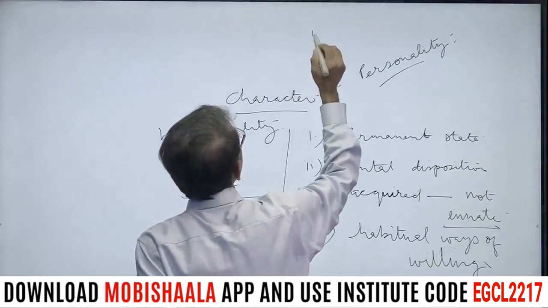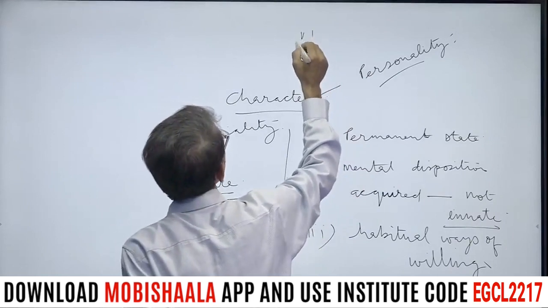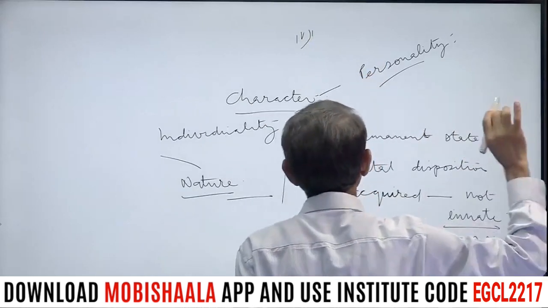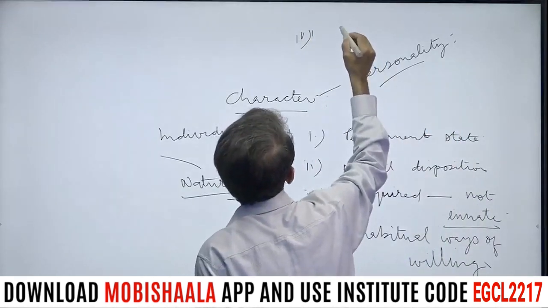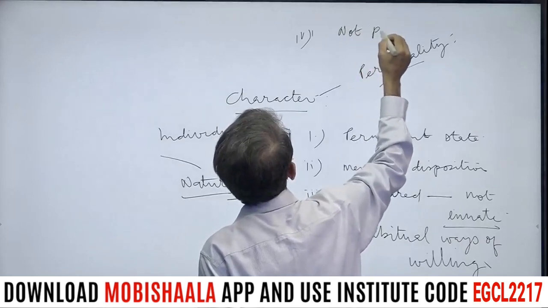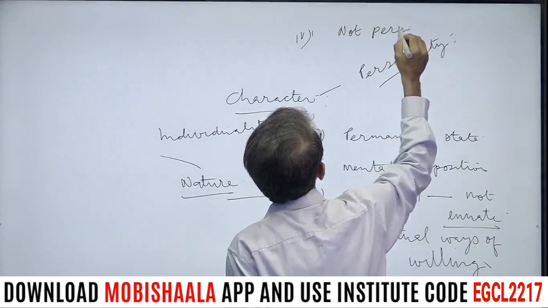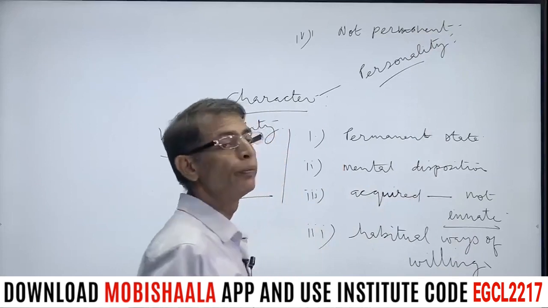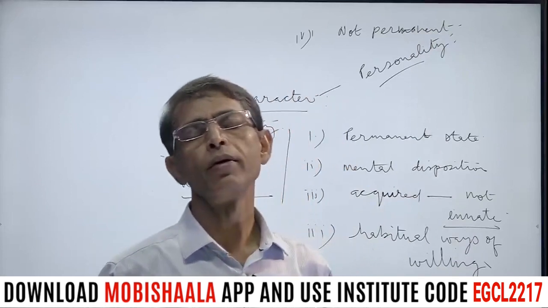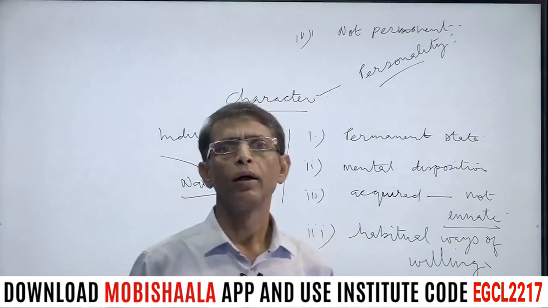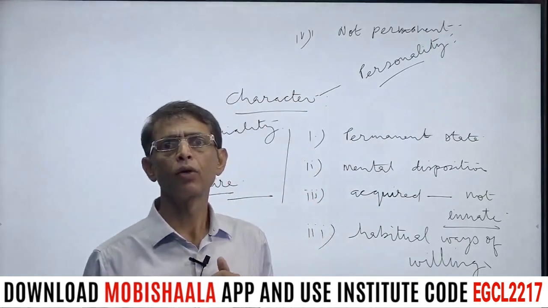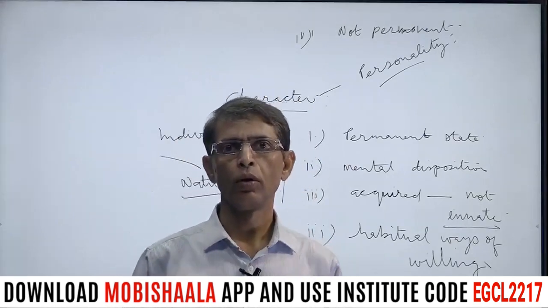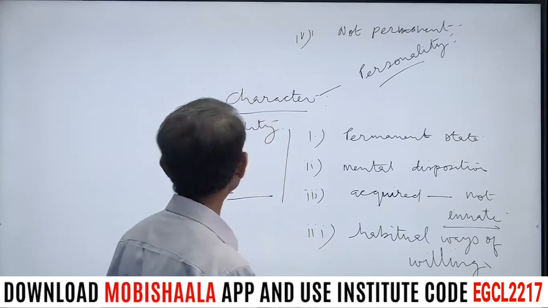One, the same person is not always in the same character. The same man, character is also not permanent. Permanent state of mind, fine, but character itself is not permanent. It's changing. The person can change his character. So character is not something which is fixed forever. So these are the things about the character.